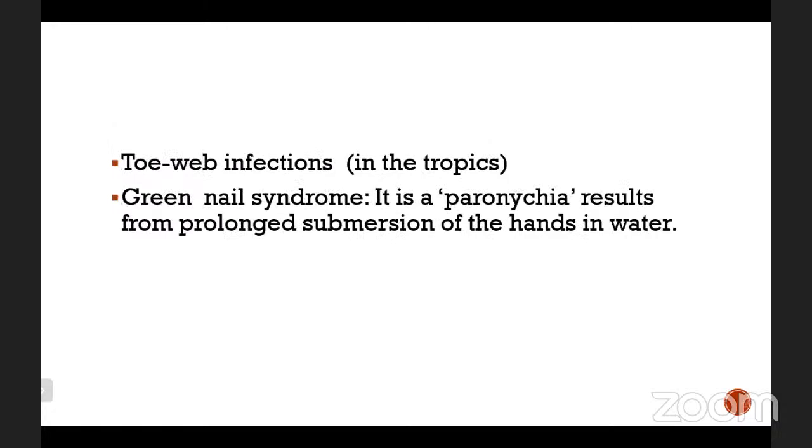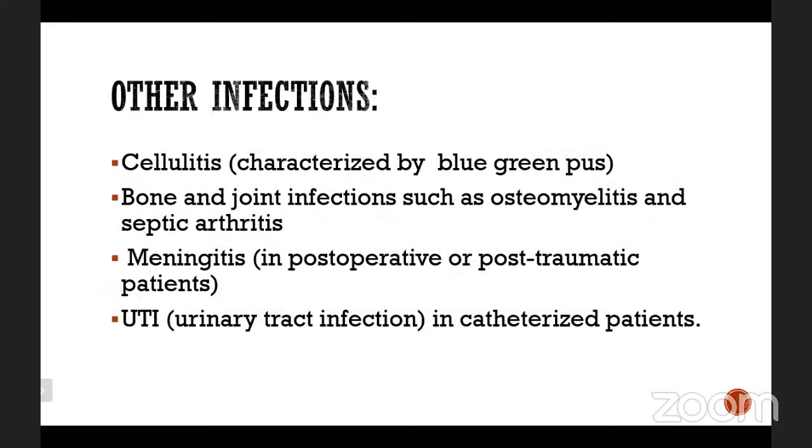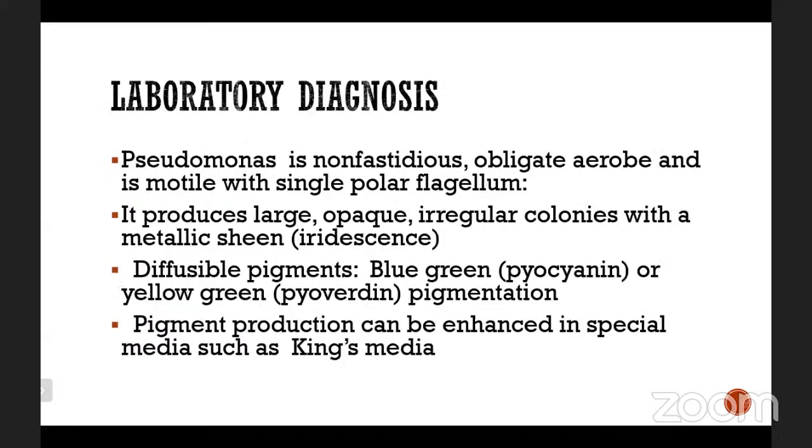Toe web infection is mainly seen in the tropics. Green nail syndrome is a paronychia that results from prolonged submersion of hands in water. Other infections such as cellulitis, which is characterized by blue-green pus formation, are seen. Bone and joint infections such as osteomyelitis and septic arthritis are seen. Meningitis is seen in post-operative or post-traumatic patients. Urinary tract infection is seen in catheterized patients.